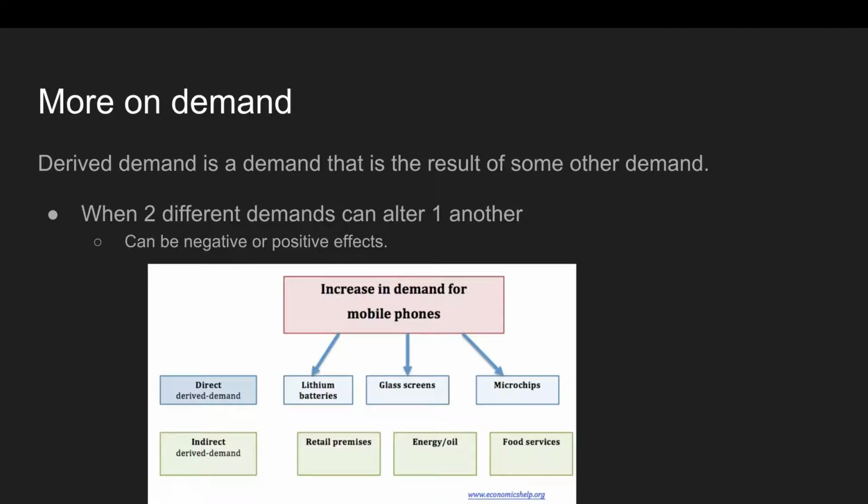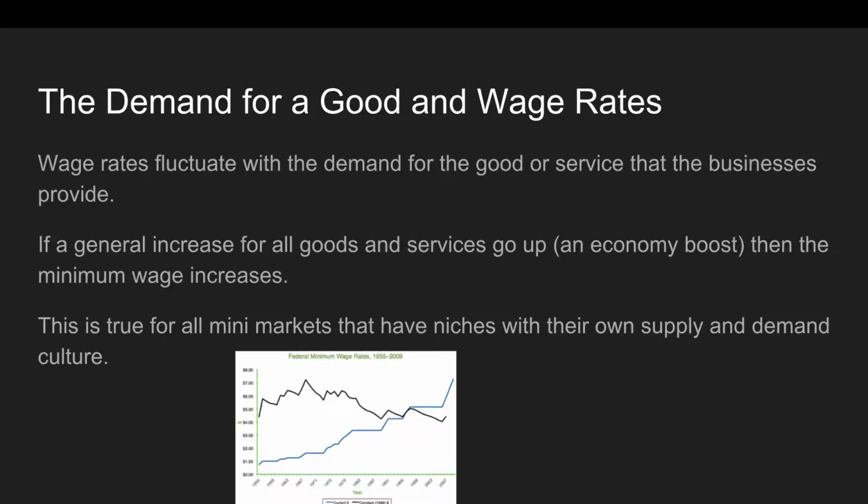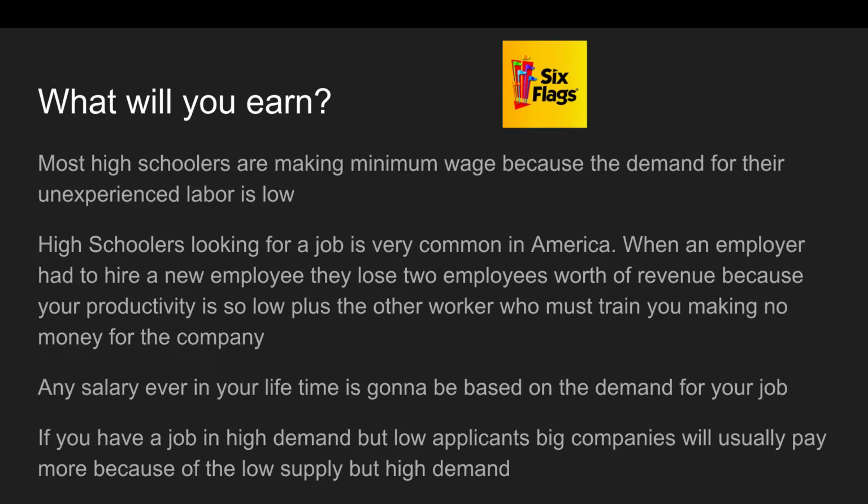Well, how much do I, as a high schooler, get paid? That's a good question. Most high schoolers are making minimum wage because the demand for their inexperienced labor is low. High schoolers looking for a job is very common in America. When an employer has to hire a new employee, they lose two employees' worth of revenue because your productivity is so low, plus the other worker who must train you is making no money for the company.